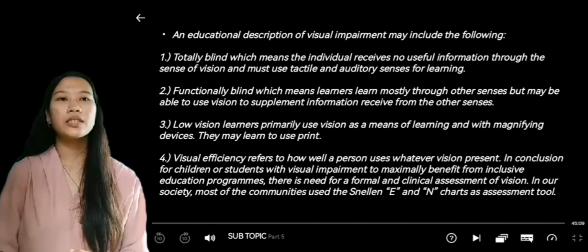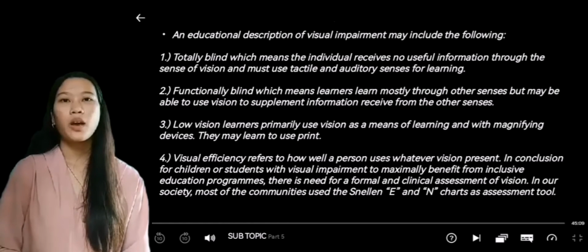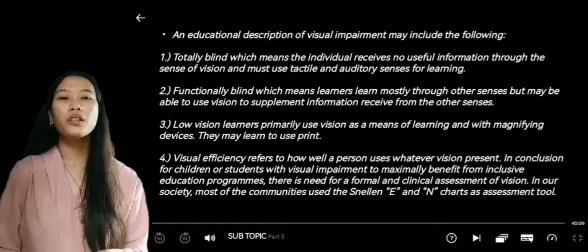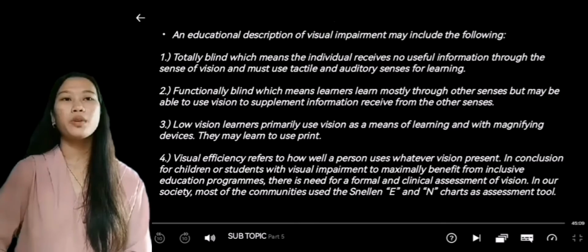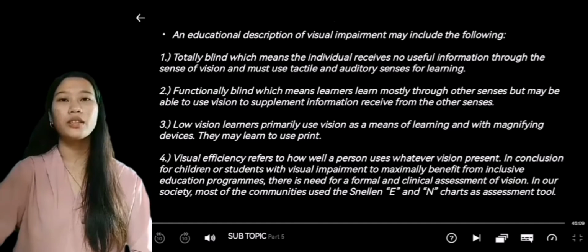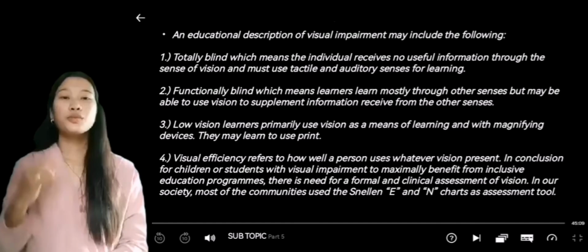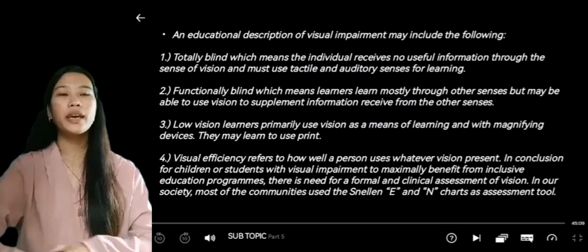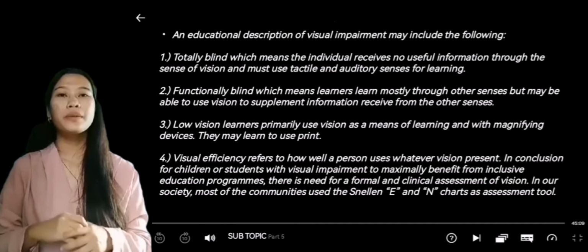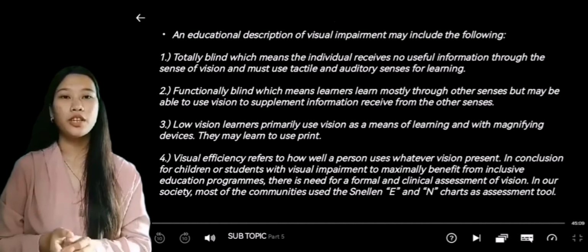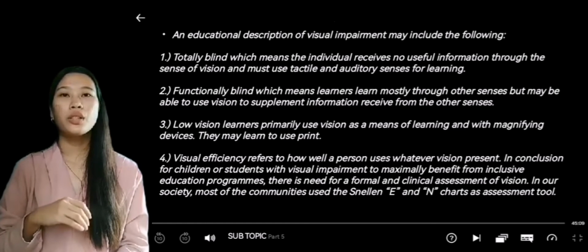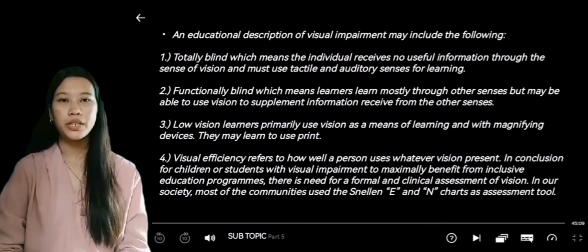Braille consists of an arrangement of dots, which make up alphabets, numbers, or even punctuation marks. It helps people with vision impairment to be able to read and write even when they have a disability. So the third one is the low vision learners, mild to moderate impairment. They primarily use vision as a means of learning, along with magnifying devices. They may also learn to use print materials.